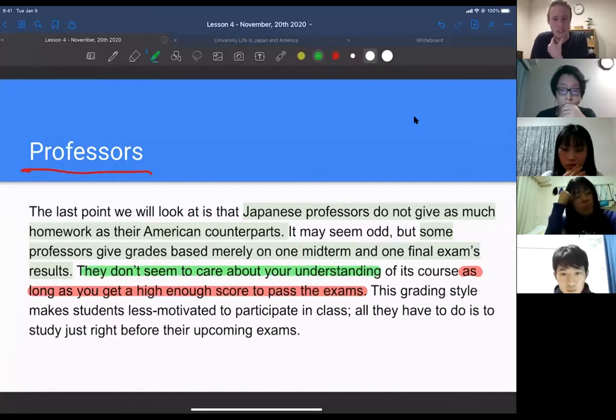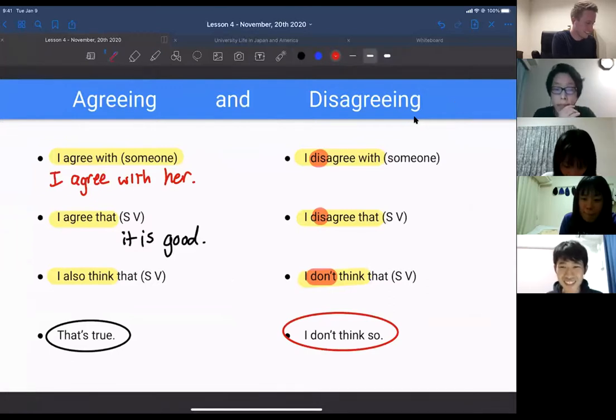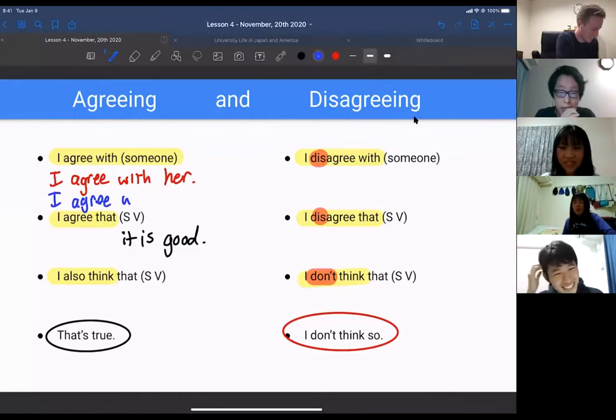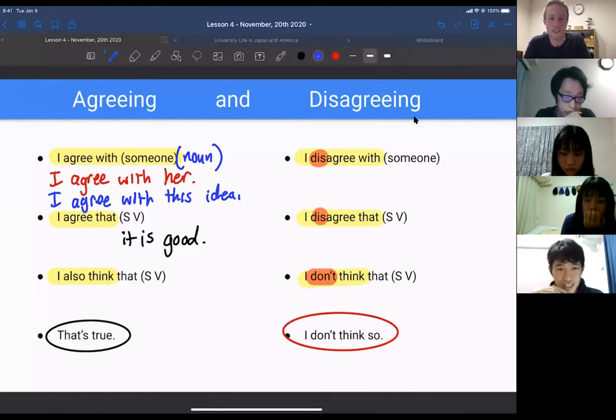Does anyone agree or disagree? It's a very strong opinion. Yes, Shingo, go for it. I agree with this idea. Very good. You can do someone or just any noun is okay. This idea, this opinion. Yeah, I agree with this idea. Okay, can you tell us a little bit more?